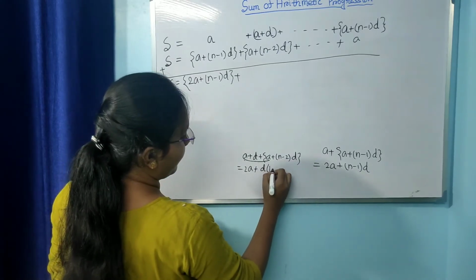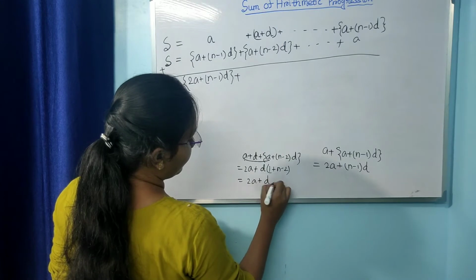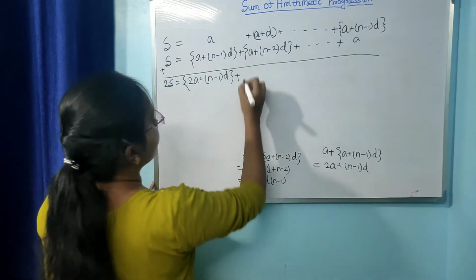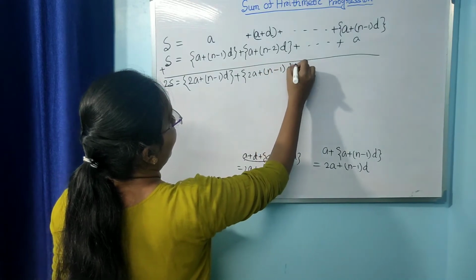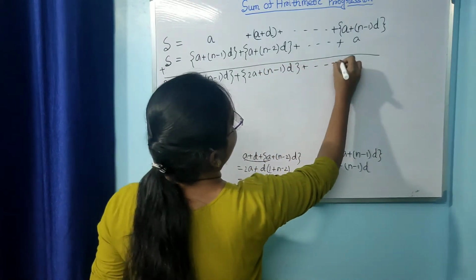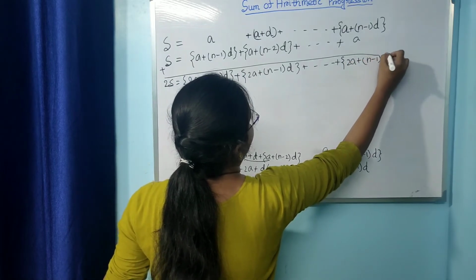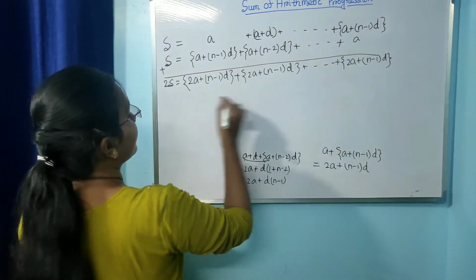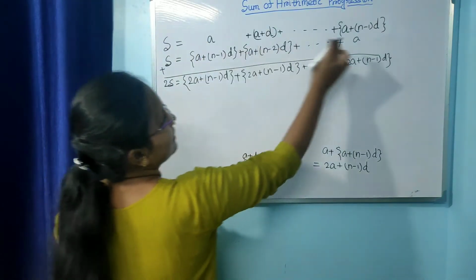So if we add 1 plus n minus 2, which gives us also 2a plus d into n minus 1. So it will be 2a plus n minus 1 into d, and again it also will be 2a plus n minus 1 into d. Now, how many times is there 2a plus n minus 1 into d? See here, this is the first term and this is the nth term.